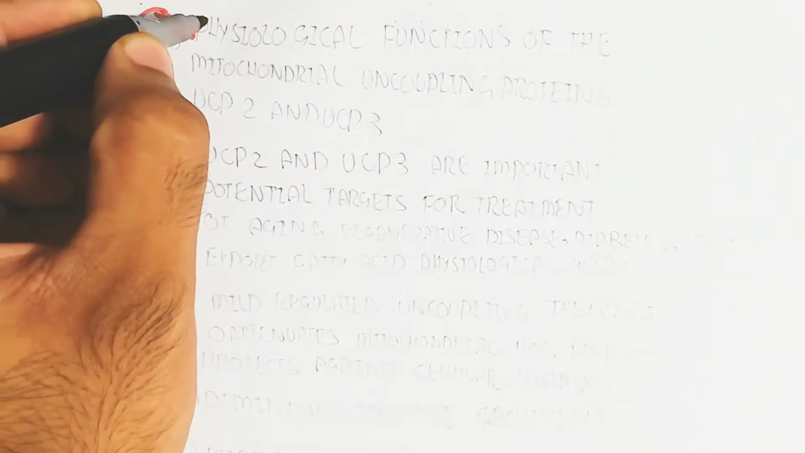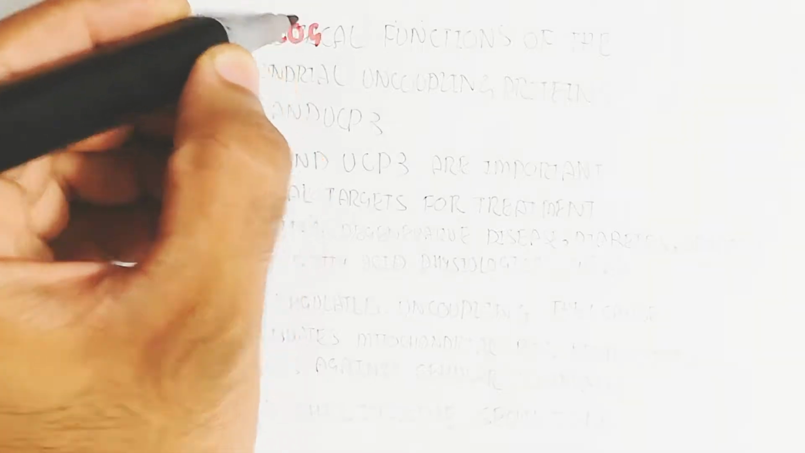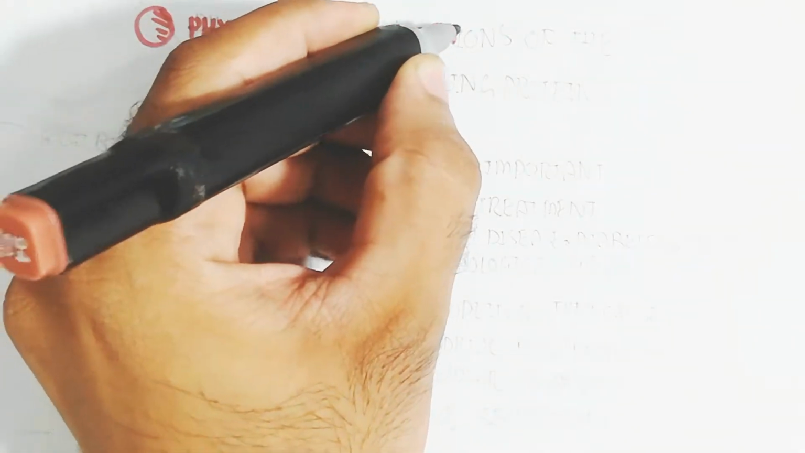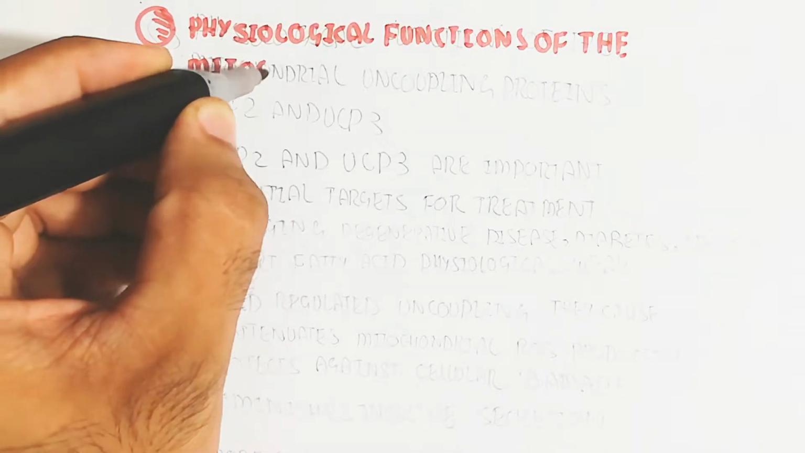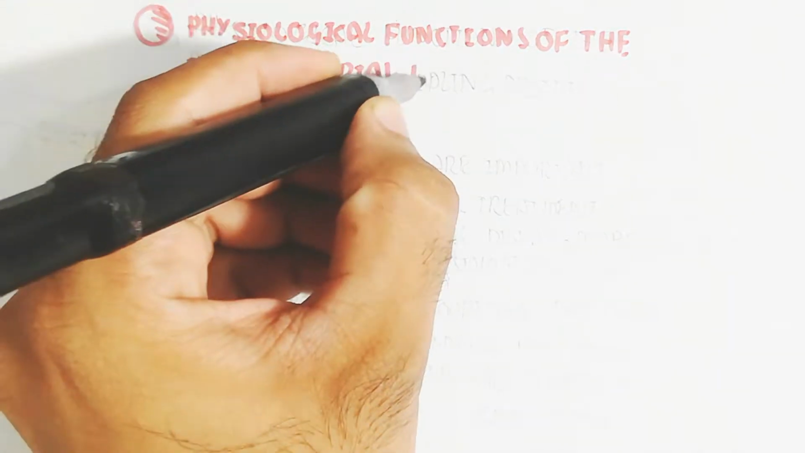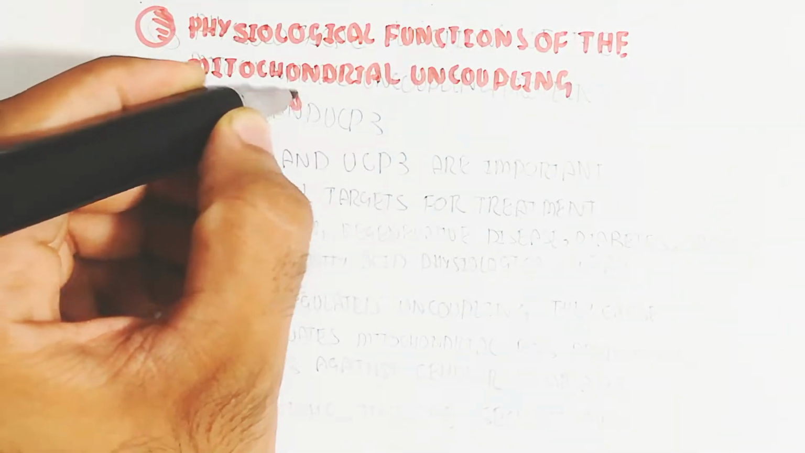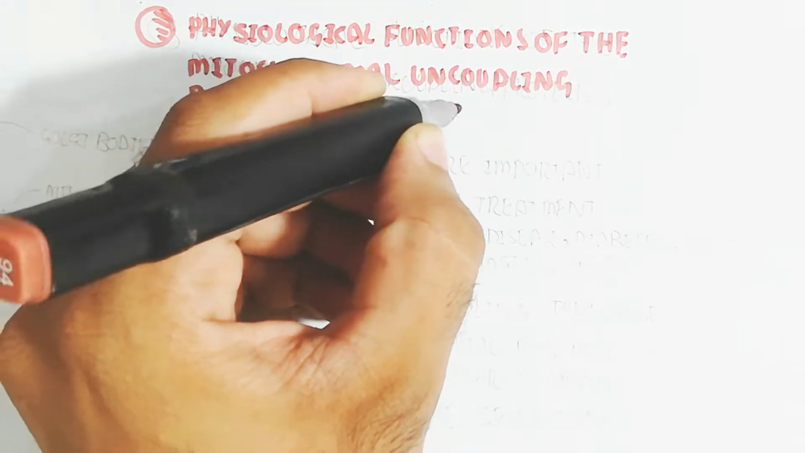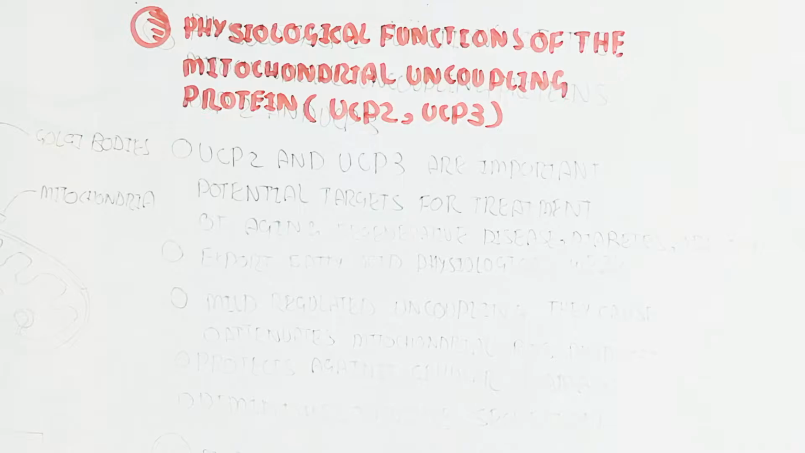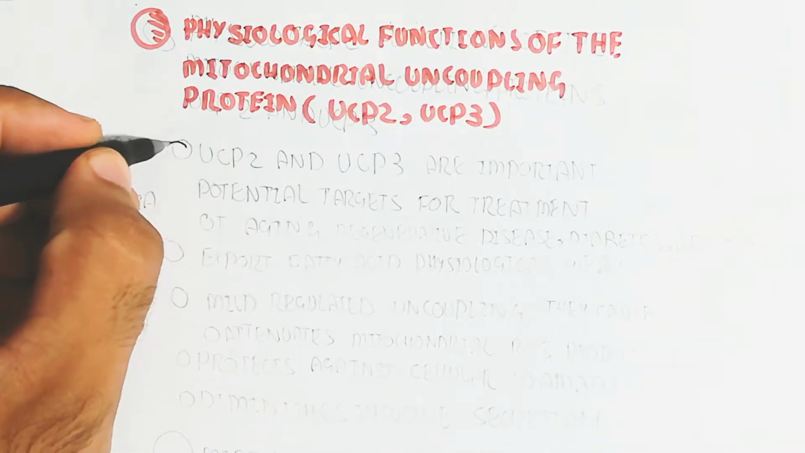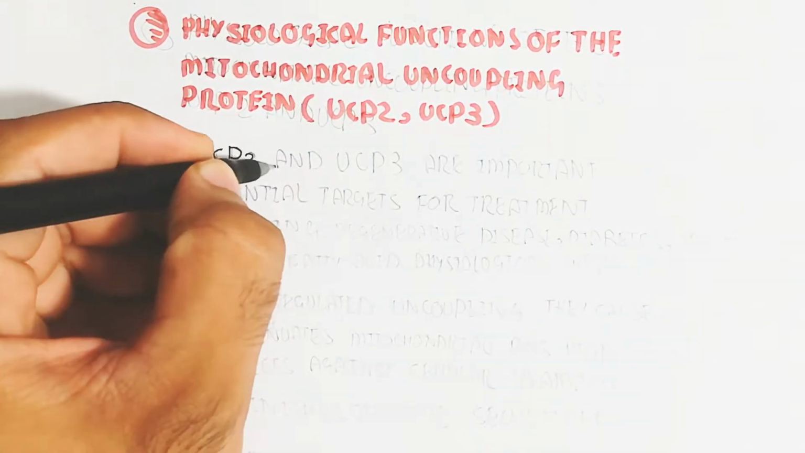Hello, in this video we will discuss the physiological functions of the mitochondrial uncoupling protein. This is also known as the UCP. In this way we will understand about UCP2 and UCP3. So let's begin to understand what UCP2 and UCP3 are in the inner mitochondrial membrane.